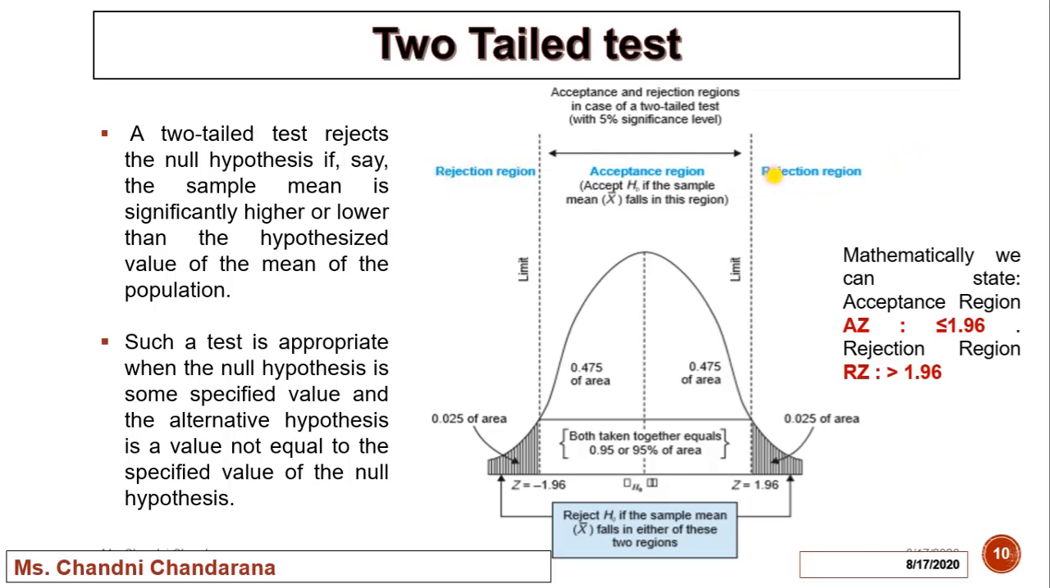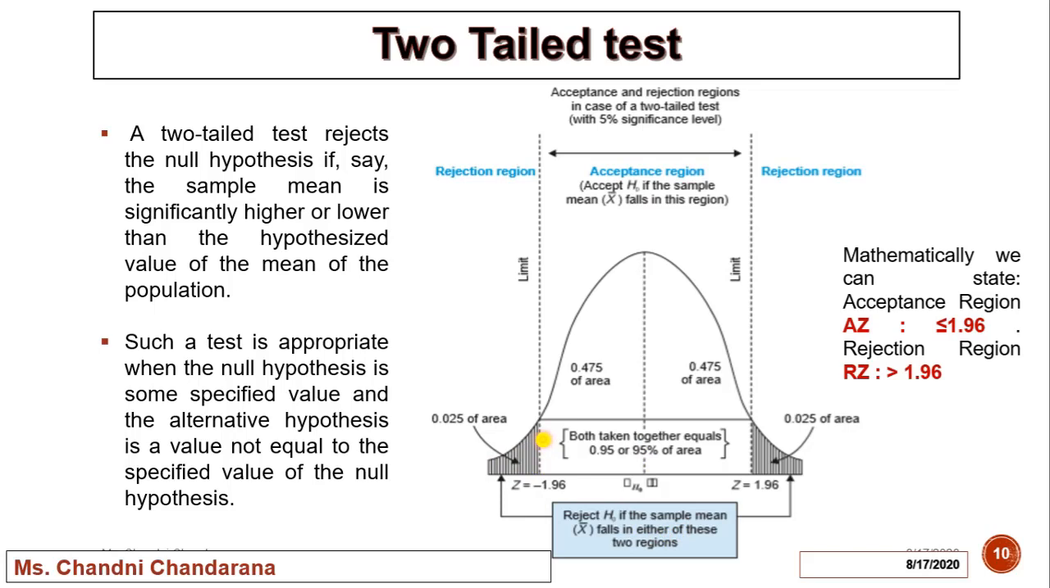Here also this is a rejection region. So this is a two-tailed test, meaning on both sides there is a chance of rejection. And here this is the acceptance region, meaning we accept H0. If the sample mean falls in this region, then it will be accepted.